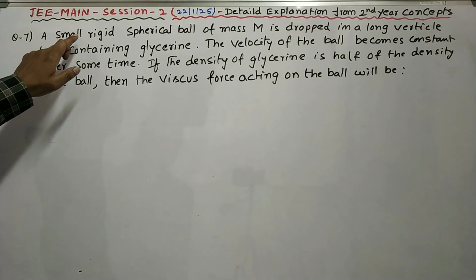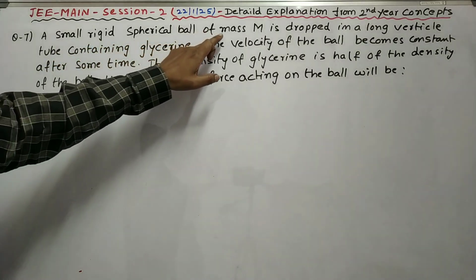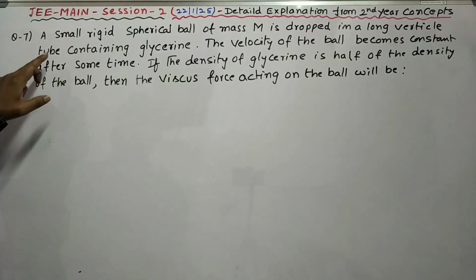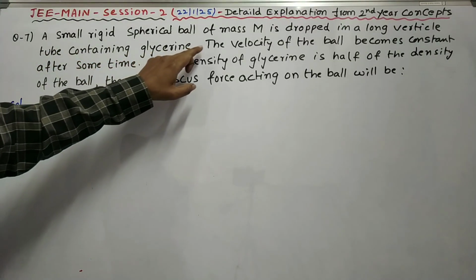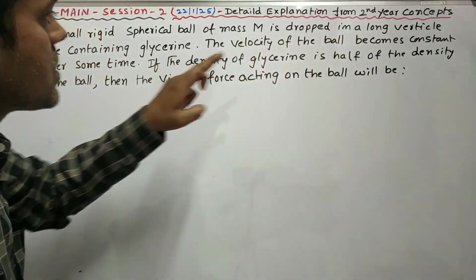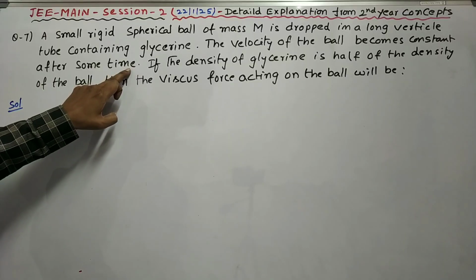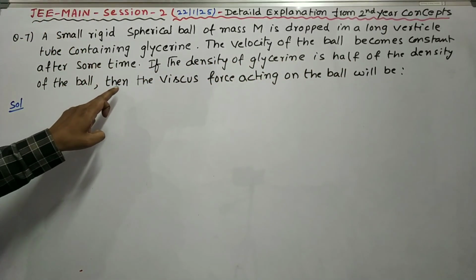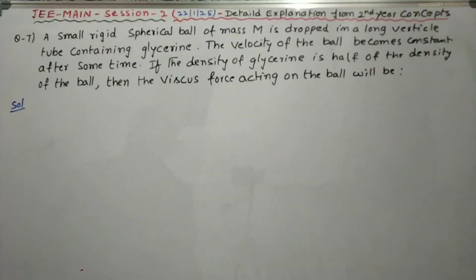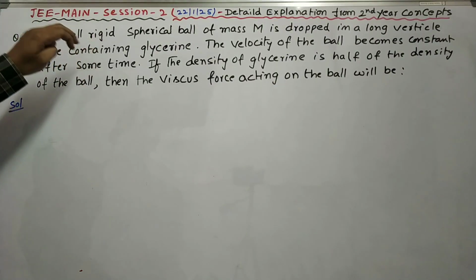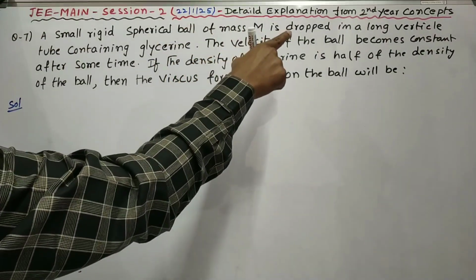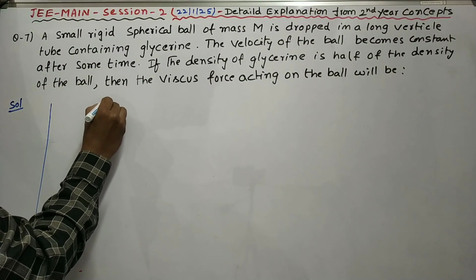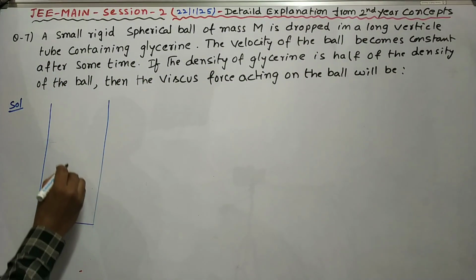The seventh question: a small rigid spherical ball of mass m is dropped in a long vertical tube containing glycerin. The velocity of the ball becomes constant after some time. If the density of the glycerin is half the density of the ball, then the viscous force acting on the ball will be, you see, a small rigid spherical ball of mass m is dropped in a long vertical tube containing glycerin. Suppose this is a long vertical tube containing glycerin.